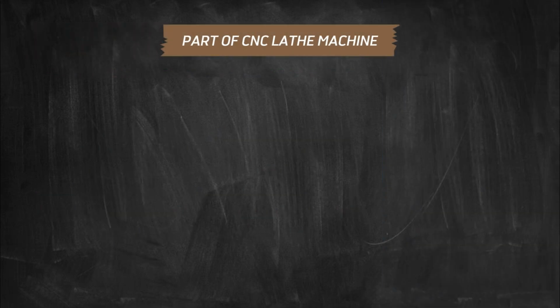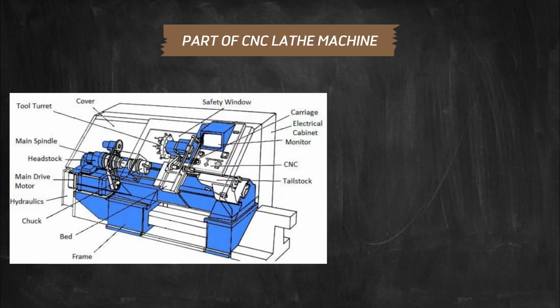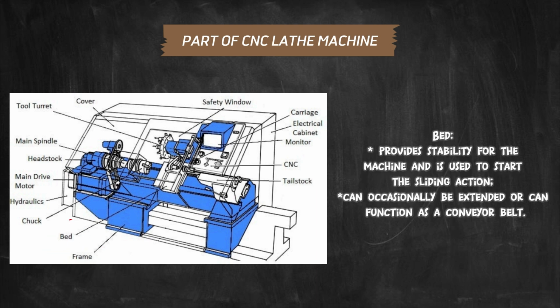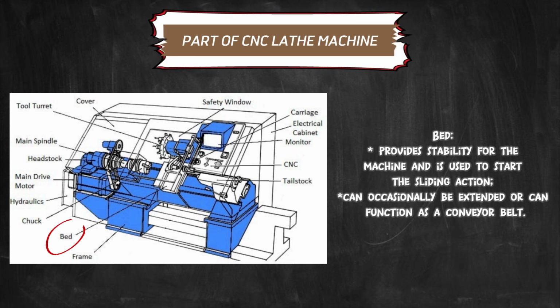Then, we will learn about the parts of a CNC lathe machine. Number 1, we have the frame. Frame is the base of the lathe, and provides support, particularly with heavy material. Number 2, we have the bed. Bed provides stability for the machine and is used to start the sliding action. It can occasionally be extended or can function as a conveyor belt.